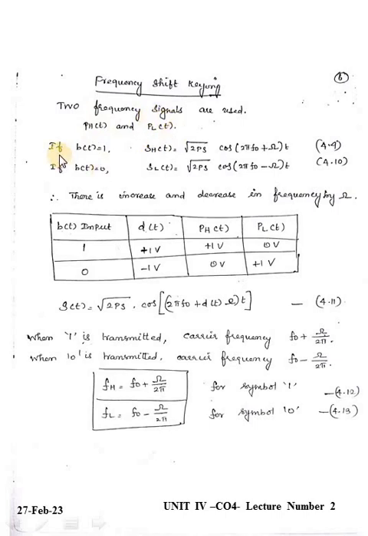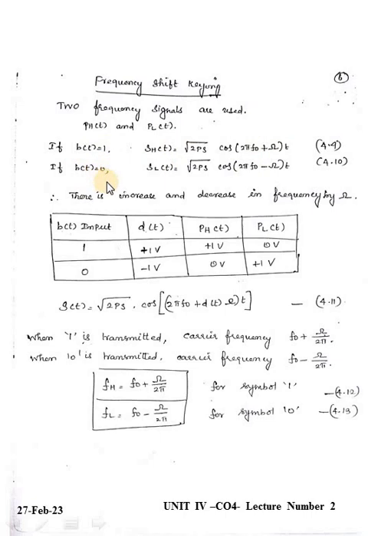If B of t is equal to 1, that is, the information to the system is 1, the signal is root 2 Ps cos((2 pi f0 plus sigma) t). Sigma represents the frequency change. 2 pi f0 plus sigma is the angular frequency change due to the binary bit 1.